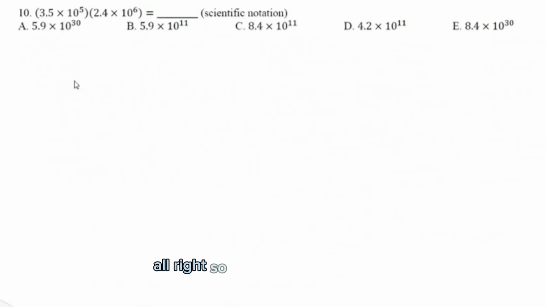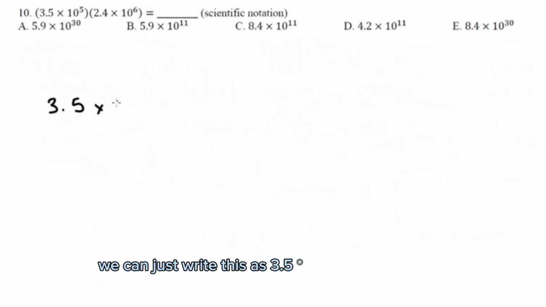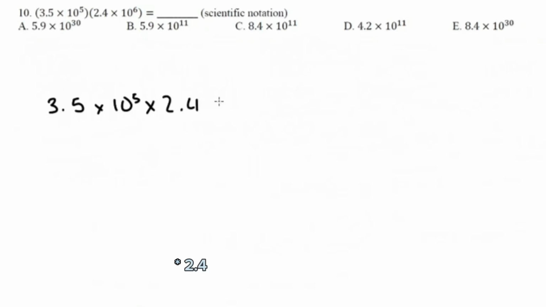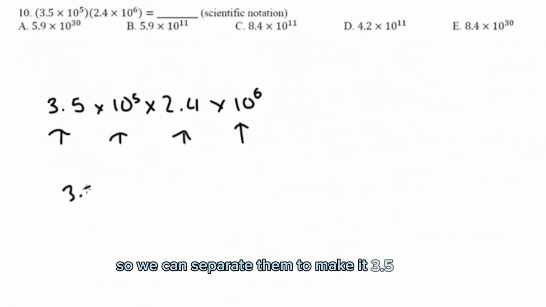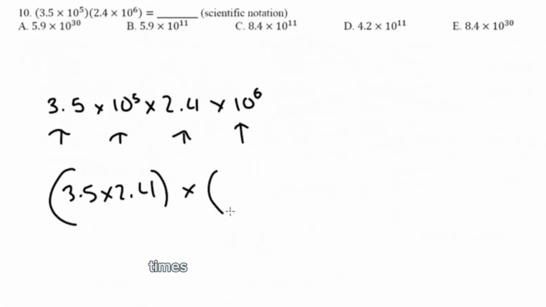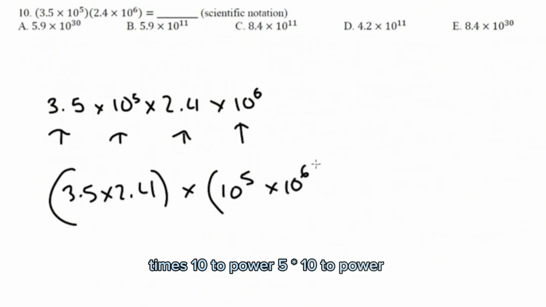Next, 3.5 times 10 to the power of 5 times 2.4 times 10 to the power of 6. Alright, so there's two things here. When we have a multiple multiplication like this, we can just write this as 3.5 times 10 to the power of 5 times 2.4 times 10 to the power of 6. Alright, so right here we have two common terms. We have the tens and we have the numbers. So we can separate them to make it 3.5 times 2.4 times 10 to the power 5 times 10 to the power 6.